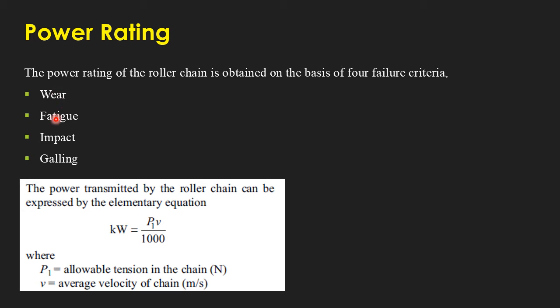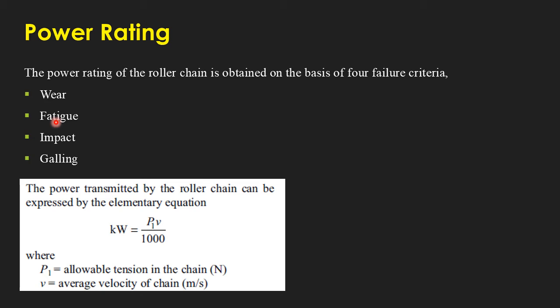The second one is the fatigue. Regarding fatigue, if you observe the motion of the chain, it continuously passes around the sprocket wheel, right? Similar to belt drive, there will be a tight side and a slack side. So similarly, in chain drives also, there will be a tight side and there will be a slack side.